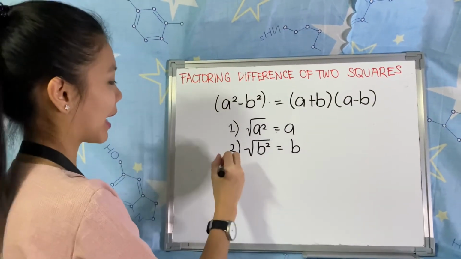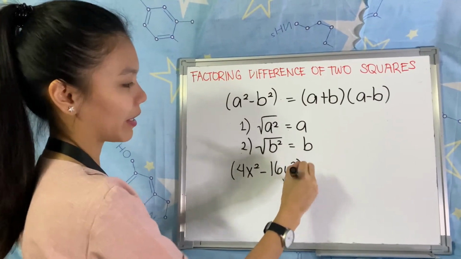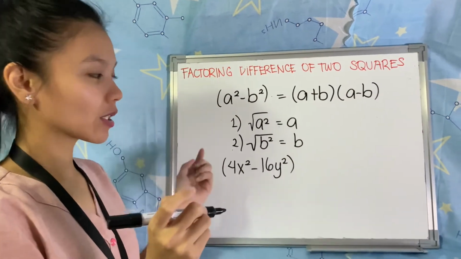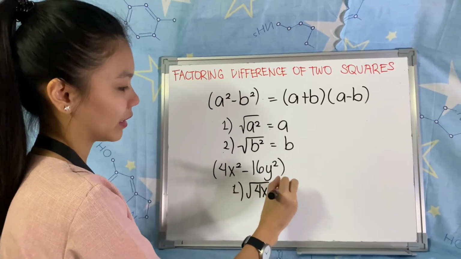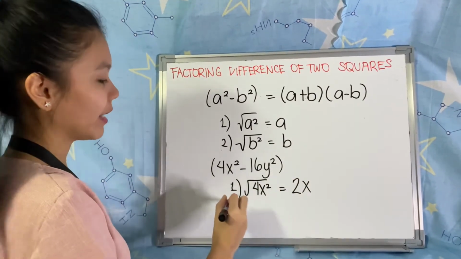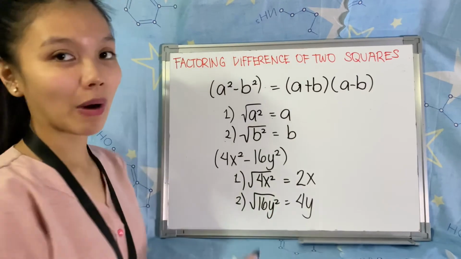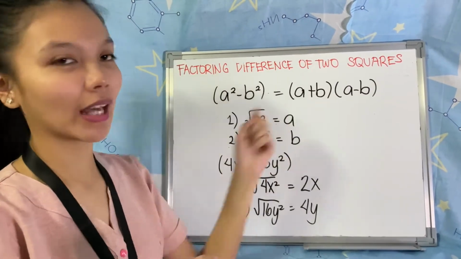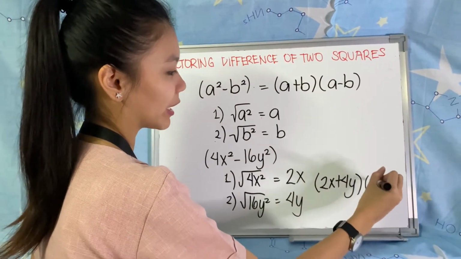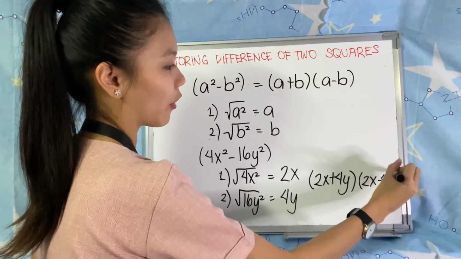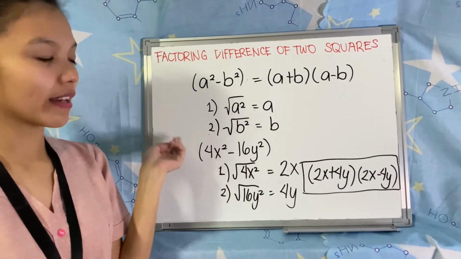So, for example, we have 4x squared minus 16y squared. You are just going to get the square root of the two terms. The square root of 4x squared is 2x, and the square root of 16y squared is 4y. Then, you are just going to rewrite it in this form. We have 2x plus 4y multiplied by the quantity 2x minus 4y. So, this will be the factor of our given polynomial.